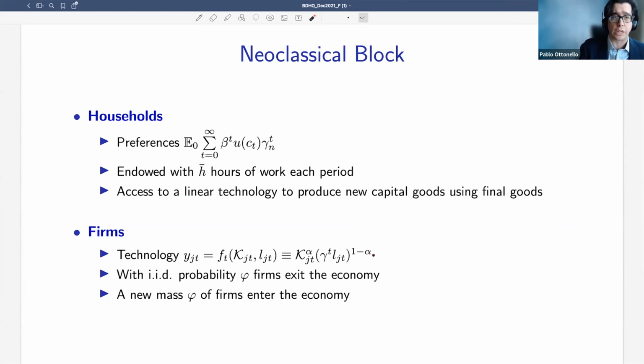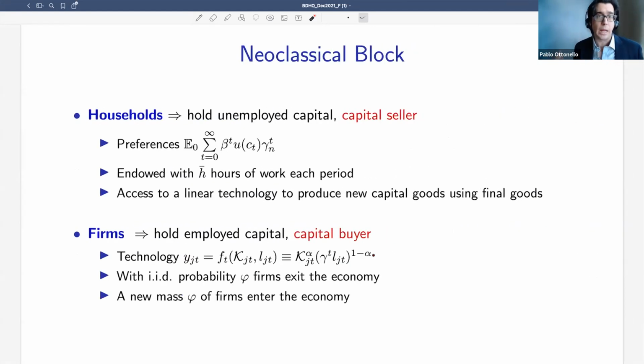To keep the mass of firms constant, we have a new mass of firms entering the economy in each period. Now, given this setup, households will hold capital either because they produce new capital or because they receive capital from firms that exited the economy, but they lack a technology to produce, so they are the agent in the economy holding unemployed capital, and they are the capital seller. Firms, in turn, that are operating have access to a technology. Any capital that they hold will be employed, and they are the capital buyer. And we have precisely this mass of firms exiting the economy each period to generate a transition from employment to unemployment aligned with what we observe in the data.